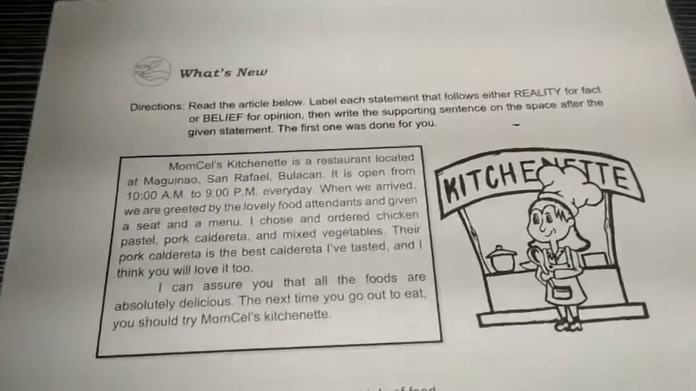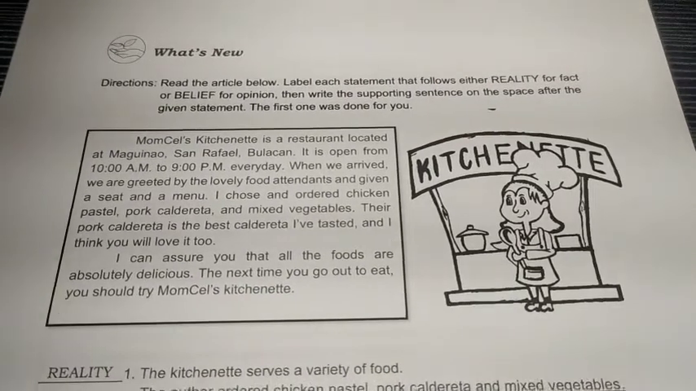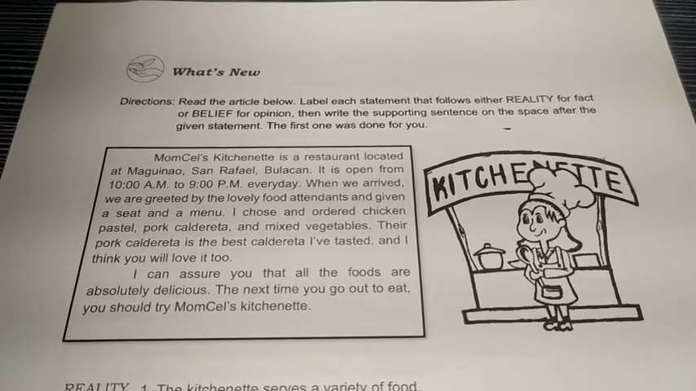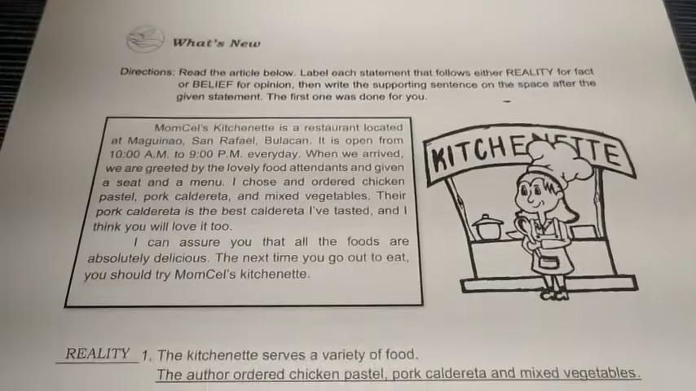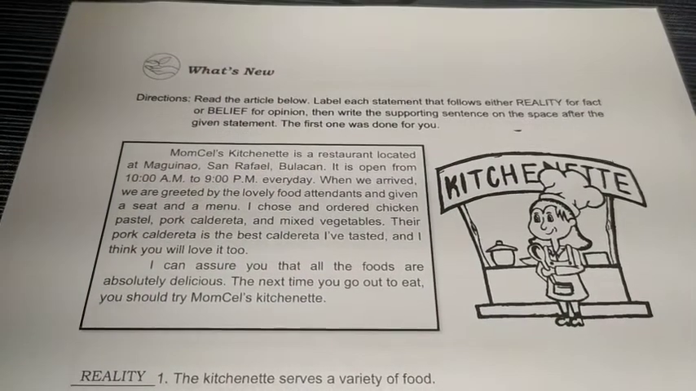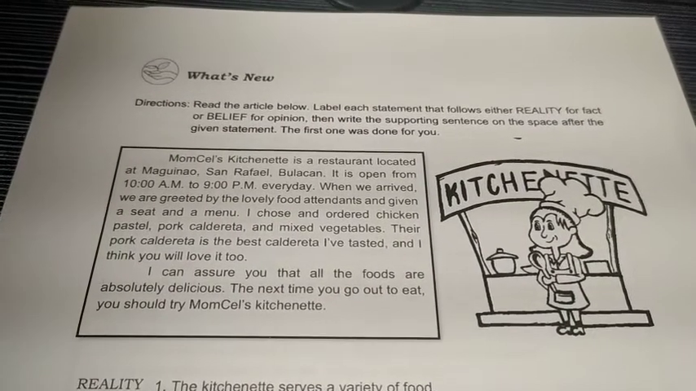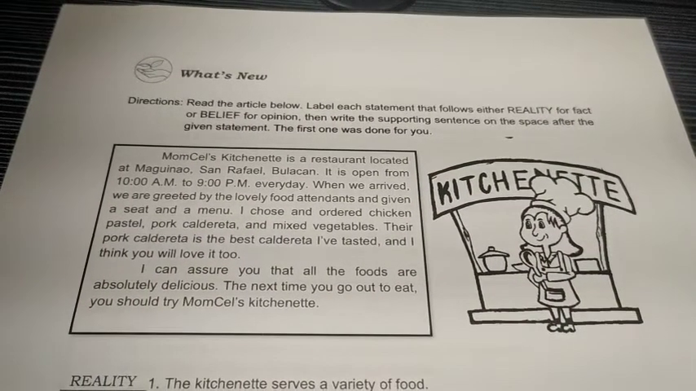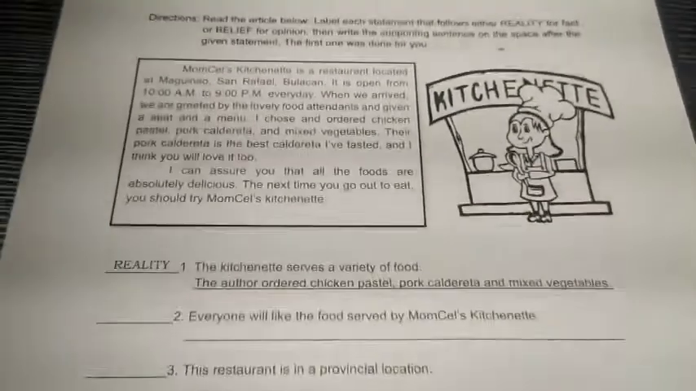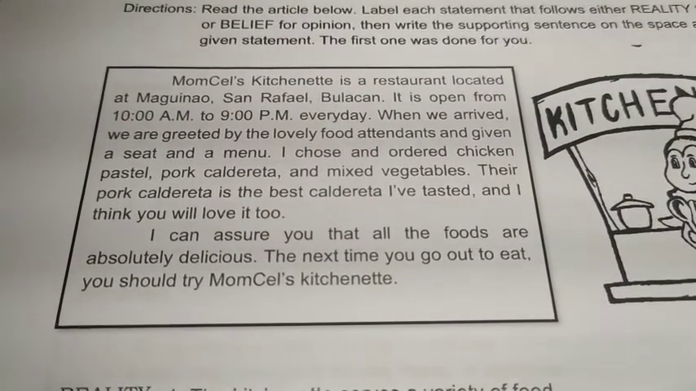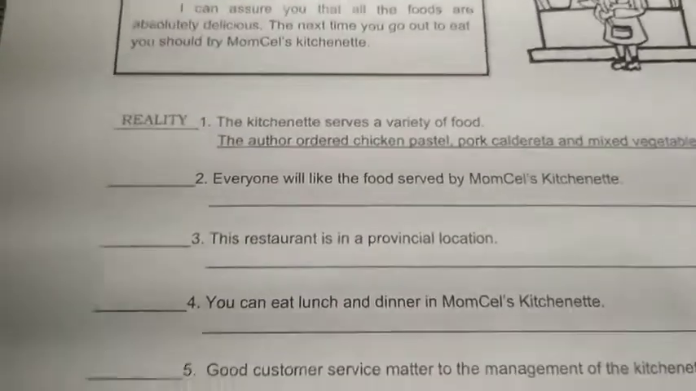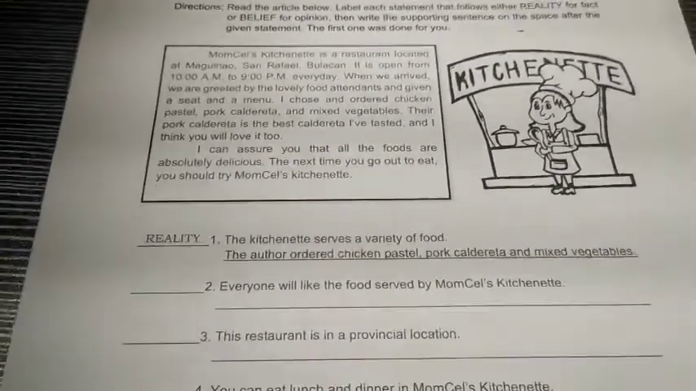Then for What's New, read the article below, and label each statement that follows either reality for fact or belief for opinion. So it is like the first one, the F and O, but you will write reality, all caps, if it's fact, then if it's opinion, you will write, caps lock, belief. So you will read it first and comprehend before you say if it's reality or belief.